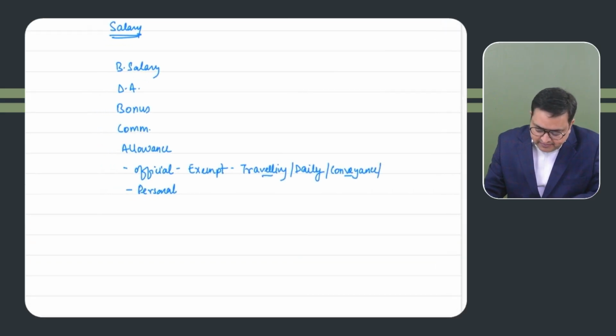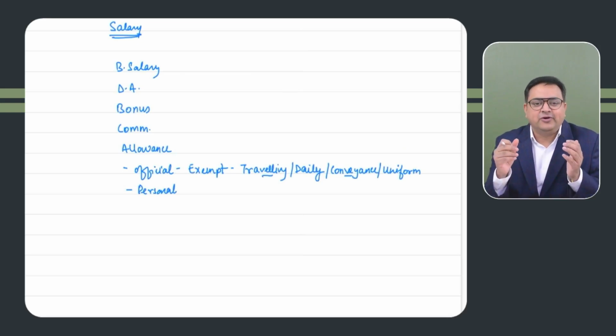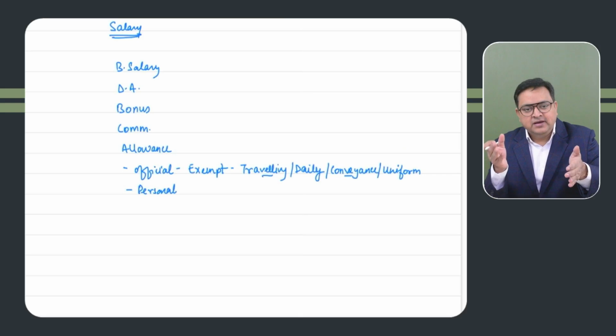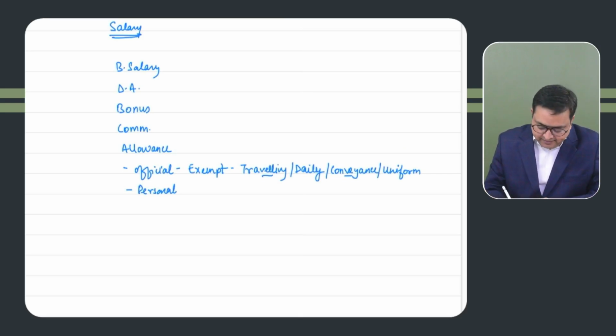Then you might be having uniform allowance, research allowance. These all are official allowances, and they will not be taxable under both the schemes. Whether you are following optional regime or default regime, these allowances are purely exempt in the hands of the employee. So just make a list of it first of all, and then when you are writing about the taxability, you can straight away write exempt. These are exempt expenses.